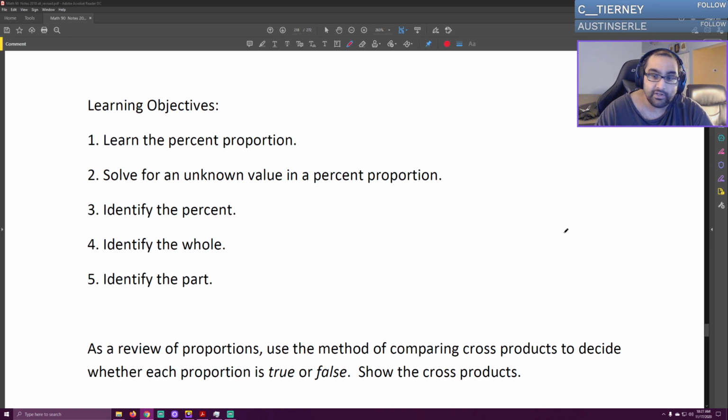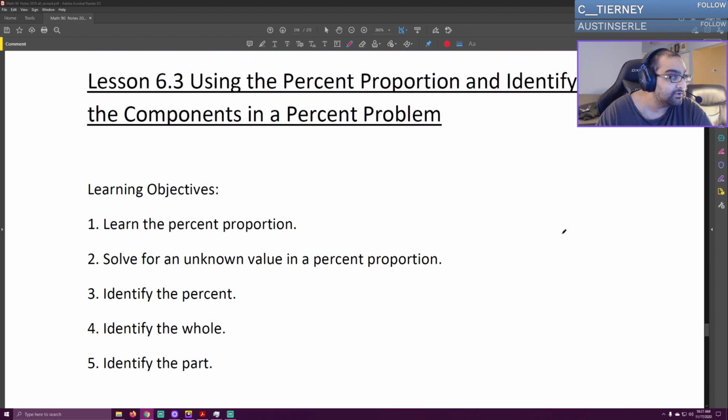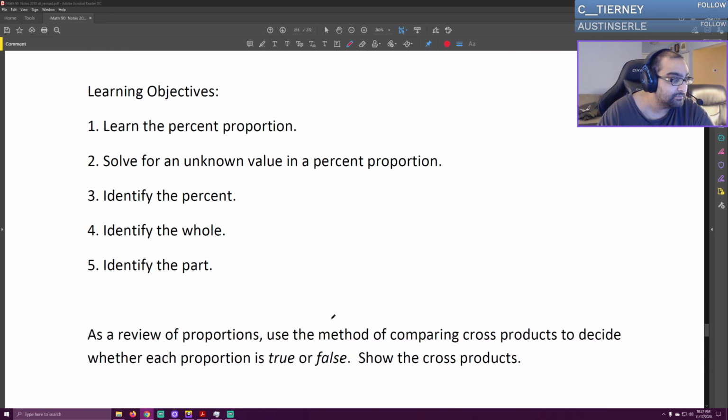Let's talk about the next section here, though. This is what I wanted to go over, so we definitely need to cover this part. Using the percent proportion and identifying components in a percentage problem. We did talk in chapter 5 about cross multiplication and how to set up proportions. And if we want to talk about a percentage proportion, we can also do that based on what we've just talked about in the previous section.